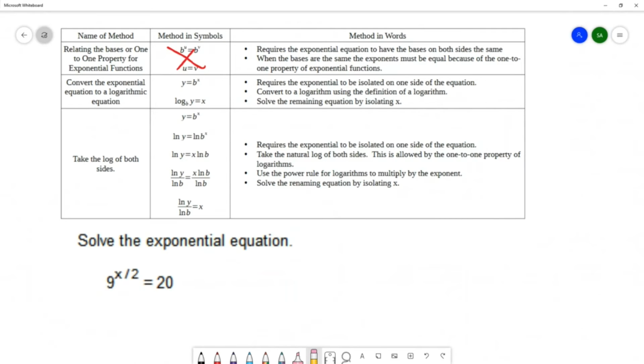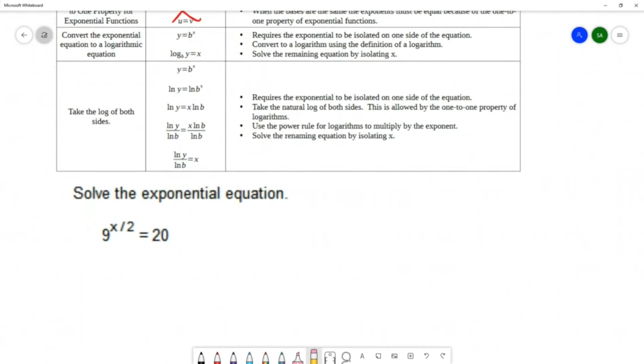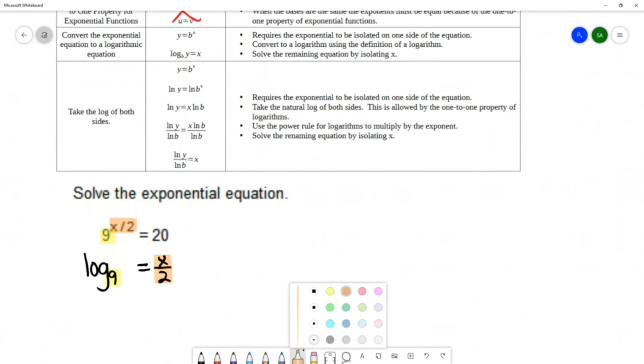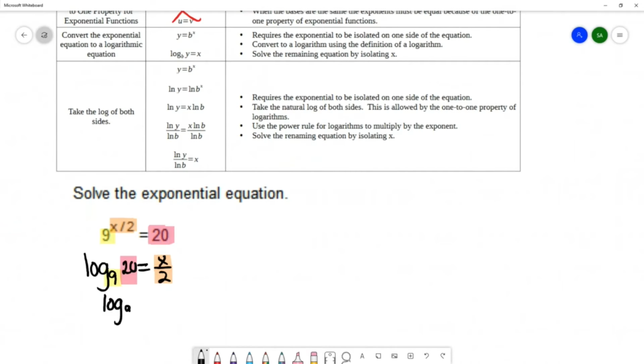So if you would like to convert to a logarithmic equation, this is the way you would do it. You would use log with base b, that's base 9. The log always equals the exponent, so the exponent is x over 2. And then what's inside the log is going to be what our exponential expression equals, so 20 goes here. So that gives log base 9 of 20 equals x over 2.